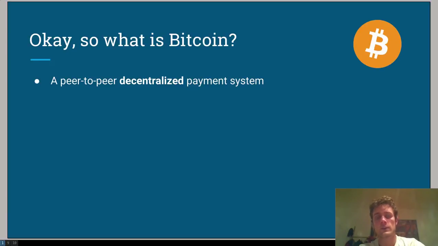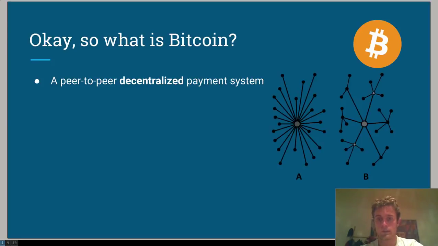The idea of decentralization is that there is no central node. So let's just look at this diagram. On A, we actually see that this is a very centralized network or system. That's as centralized as it could be, because every single node is isolated and is only connected to the central point.